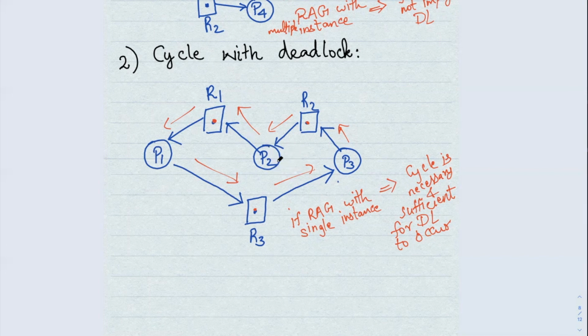If it is multi-instance, then a cycle need not imply a deadlock. So a cycle will not always lead to a deadlock. Fine. But if it is a deadlock, definitely there is a cycle. Okay, but the converse is not true. In the next video, we will see the deadlock handling strategies.